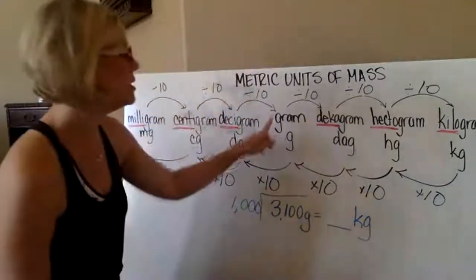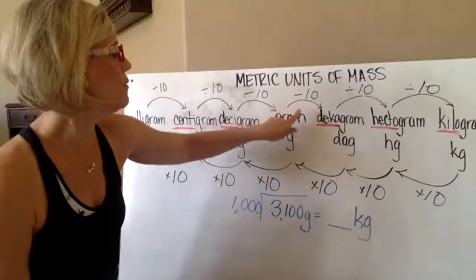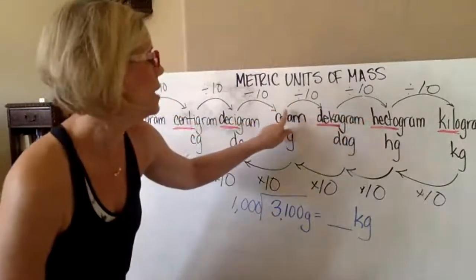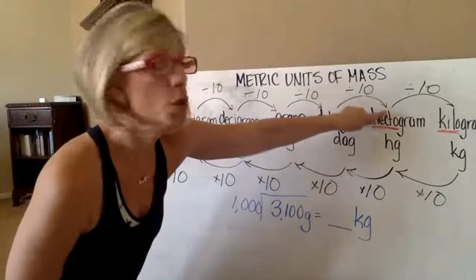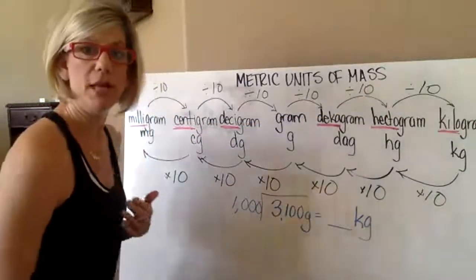Now, if we were just going grams to decagrams, we would only divide by 10. If we were going from grams to hectograms, we would divide by 1, 2. What power of 10 has 2 zeros? 100. So that's where I'm getting that from.